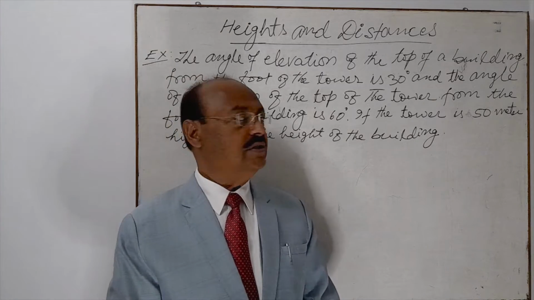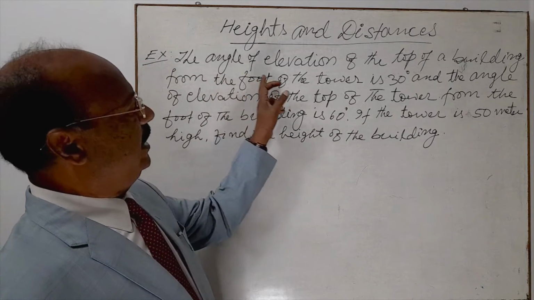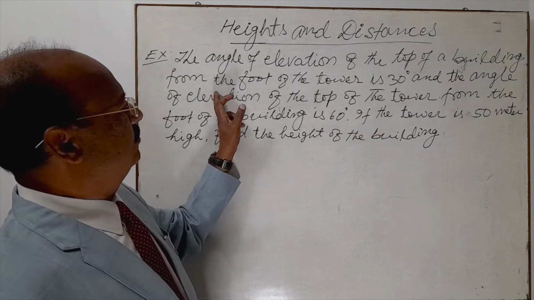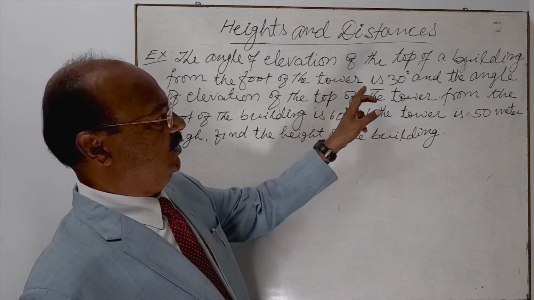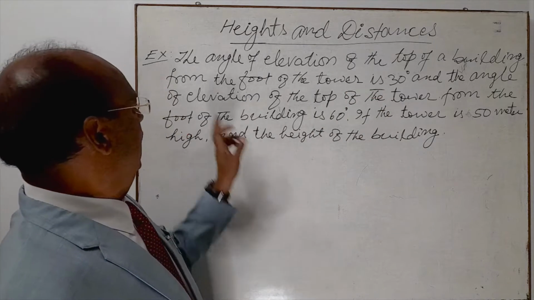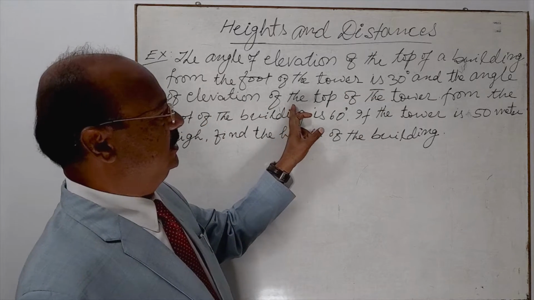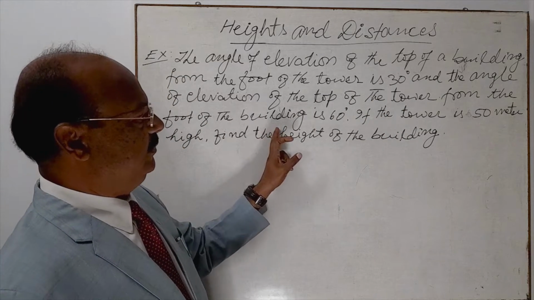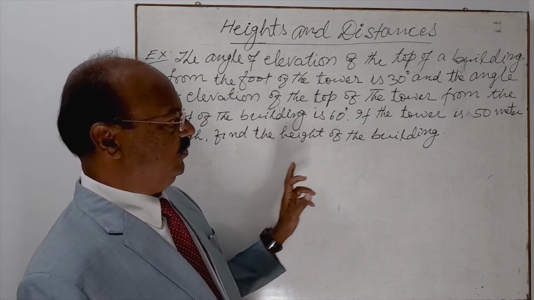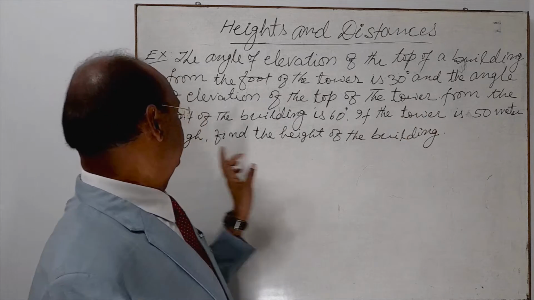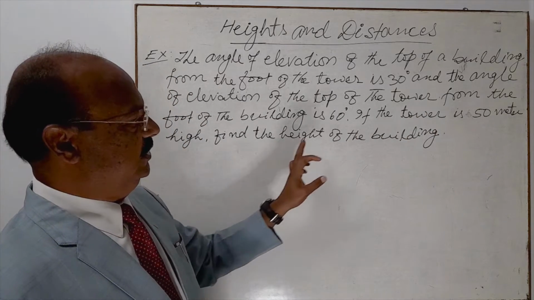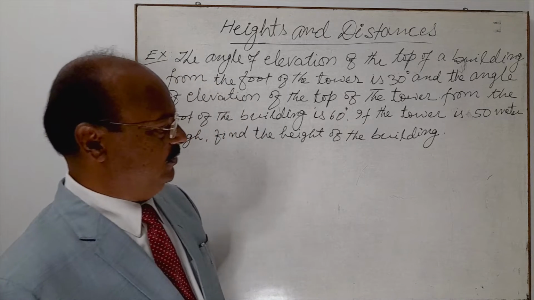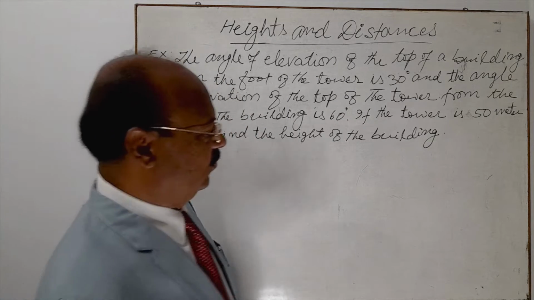Here the question is: the angle of elevation of the top of a building from the foot of the tower is 30 degrees, and the angle of elevation of the top of the tower from the foot of the building is 60 degrees. If the tower is 50 meters high, find the height of the building. The question will be very clear with the help of this diagram.